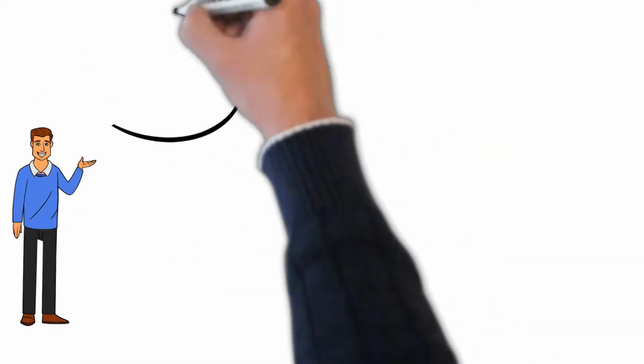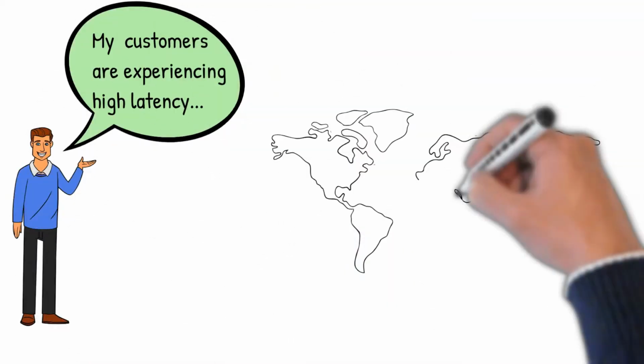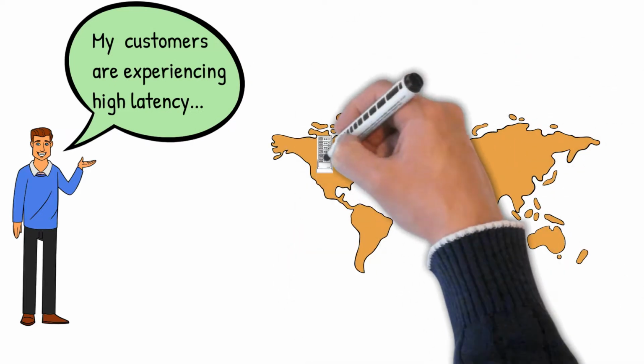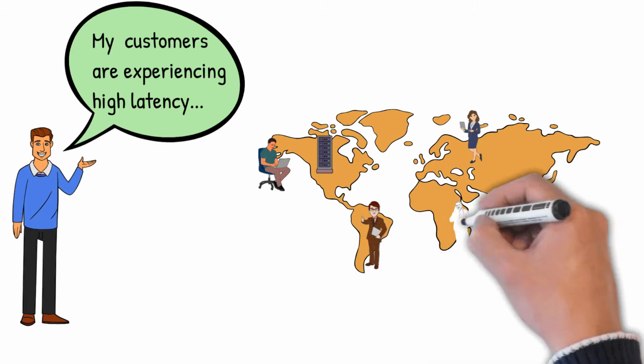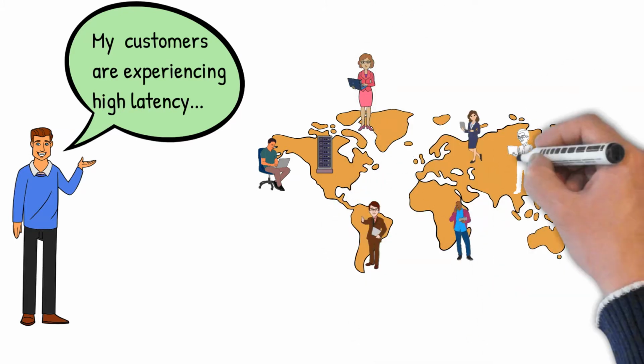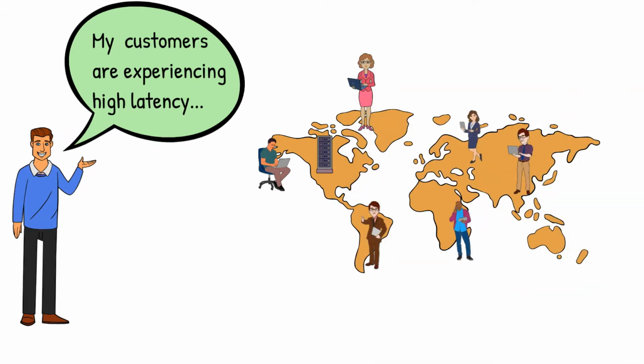Consider you're running a successful application hosted in United States with a worldwide customer base. Your international customers may experience poor performance due to increased latency. After this video, you will know how to utilize AWS Global Infrastructure and create a better user experience.